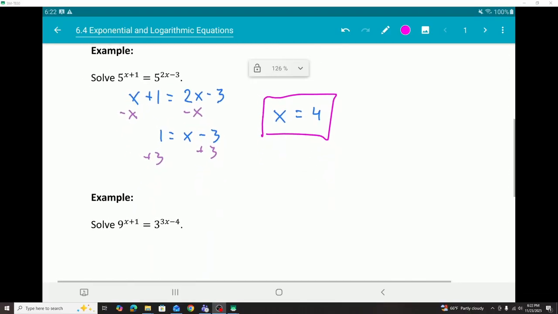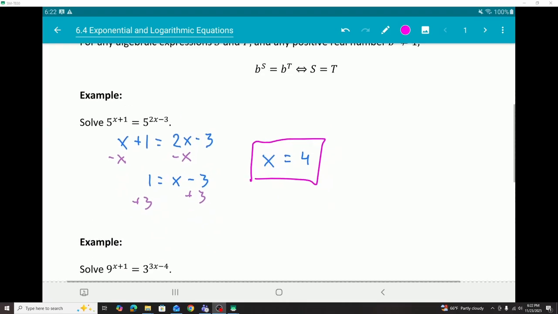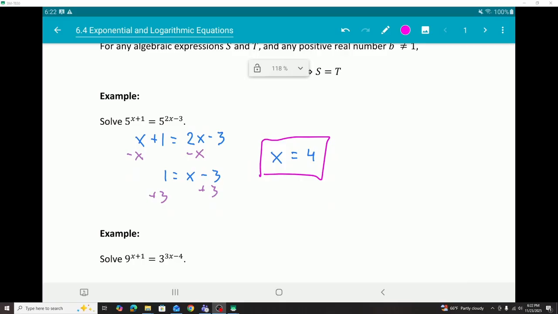So how about 9 to the x plus 1 equals 3 to the 3x minus 4? So I'd like to use this rule up here, but these don't actually have the same base.